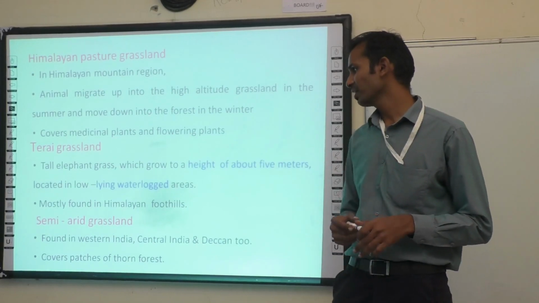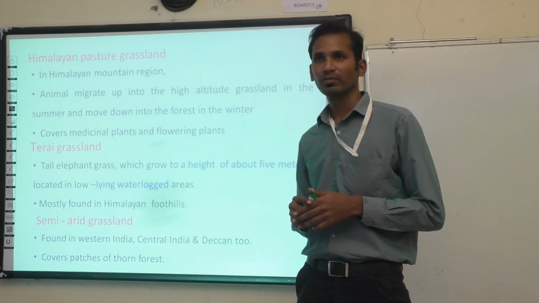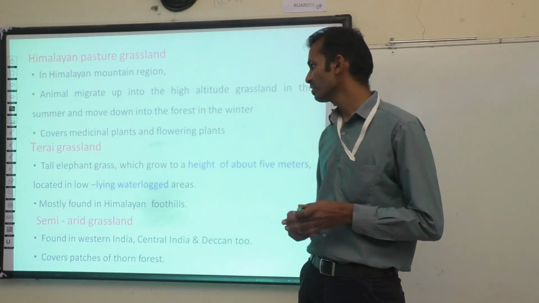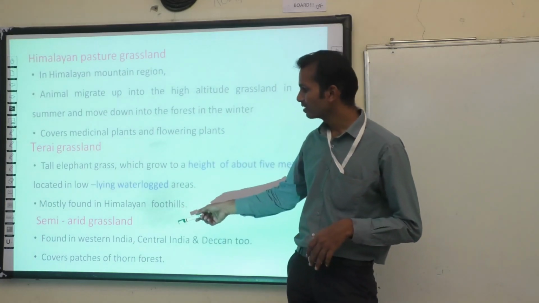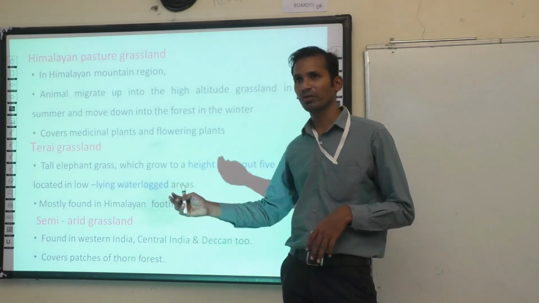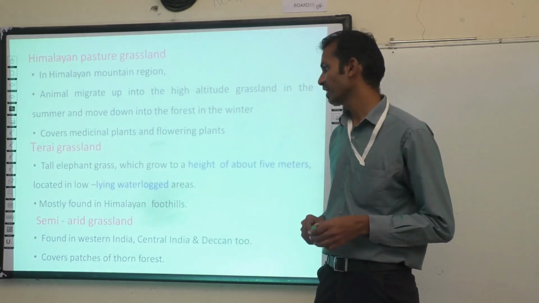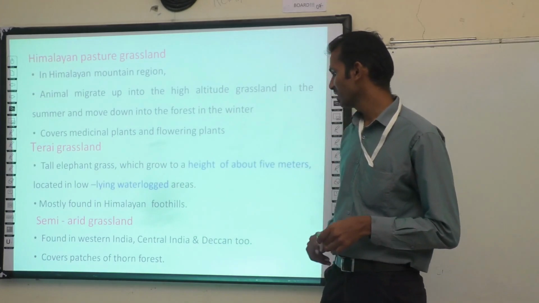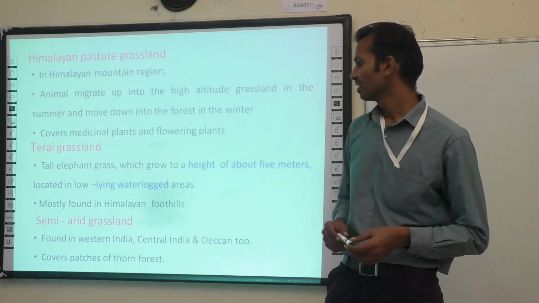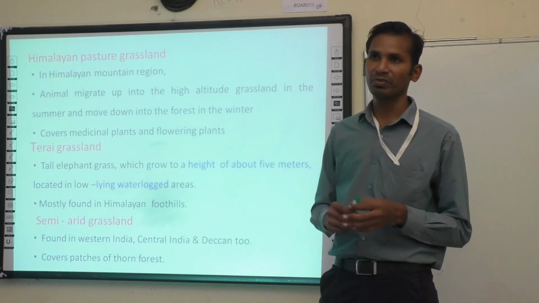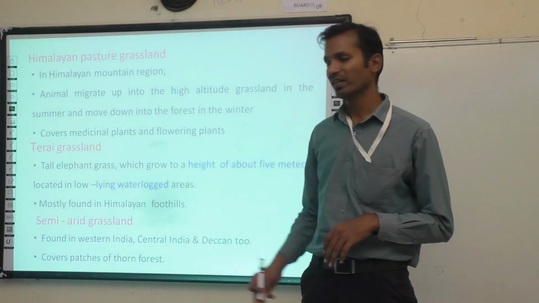The next one is semi-arid grassland. Semi-arid means a less rainfall area, where the temperature will be high and the rainfall will be very less. In this region, patches of thorn forest or thorn grasses will be found, and this kind of grassland is called semi-arid grassland. It is found in Western India, Central India, and the Deccan. In the middle of the Deccan region we won't find much rainfall, so there we will have these kinds of semi-arid grasslands.